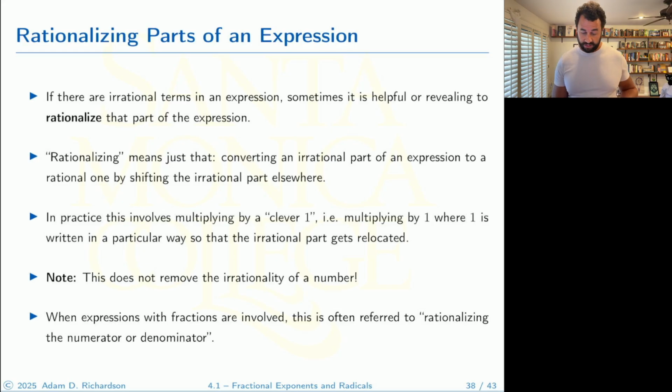We're kind of moving the irrationality somewhere else in the expression. How do we do that? Well, we're just going to multiply by a clever one again. There's that technique popping up. Multiplying by a clever one and adding a clever zero are the two most important techniques in math, over and over again. Multiplying by a clever one will convert the irrational part into a rational expression and move the irrational stuff somewhere else in the expression.